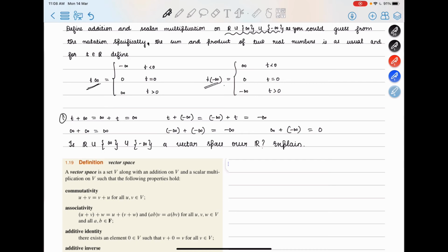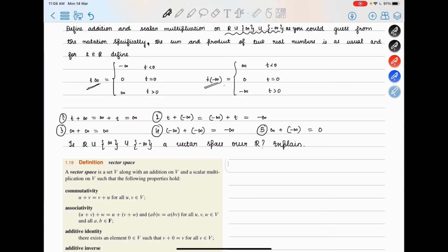Next, they have given t plus infinity equals infinity plus t equals infinity. This is the first condition. The second condition is t plus minus infinity equals minus infinity plus t equals minus infinity. The third condition says infinity plus infinity is infinity. The fourth condition says minus infinity plus minus infinity is minus infinity. And the fifth condition says infinity plus minus infinity is 0.